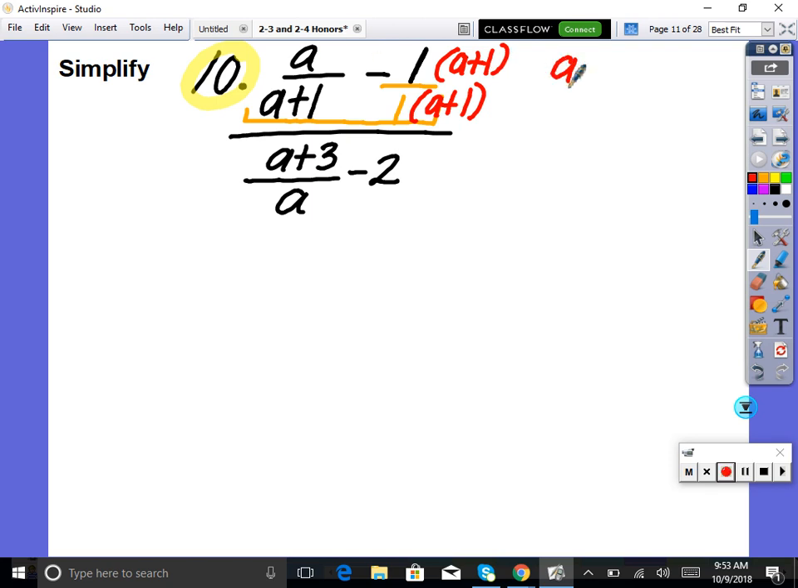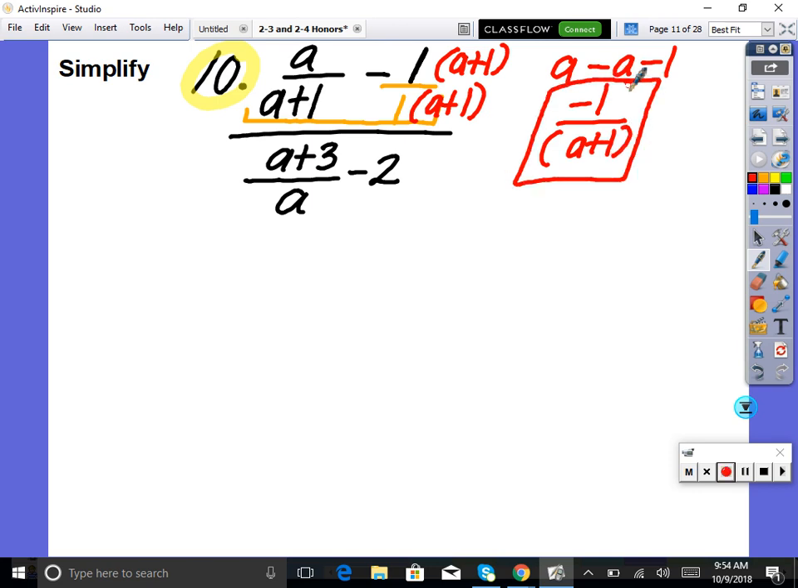Your next step is to multiply out the numerator and combine like terms. So we have an a. We're going to distribute negative 1 through to both. Make sure you distribute the negative 1 through to both. So then we have minus a, minus 1. Combine like terms. That's negative 1 over the common denominator of a plus 1. Okay, now just remember that was the top. We'll come back to that in a minute.